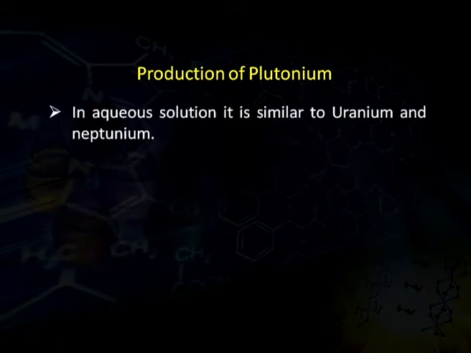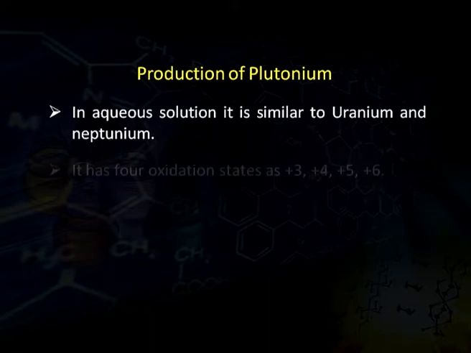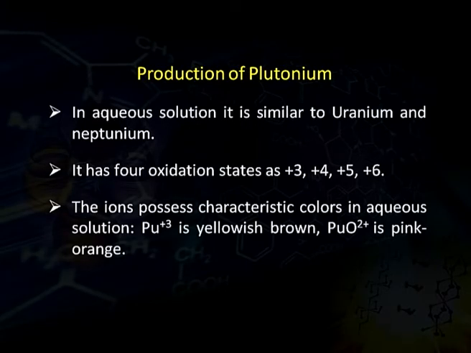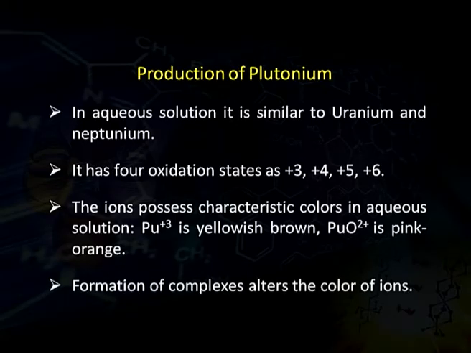In aqueous solution, it is similar to uranium and neptunium. It has 4 oxidation states: +3, +4, +5 and +6. The ions possess characteristic colors in aqueous solution. Plutonium +3 is yellowish brown and the plutonyl ion is pink orange in color. The formation of complexes alters the color of ions.